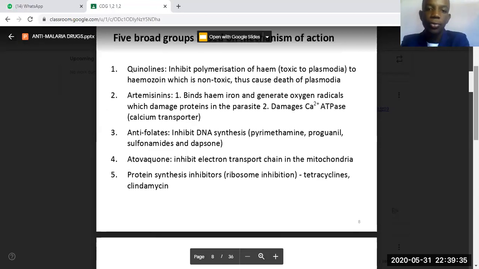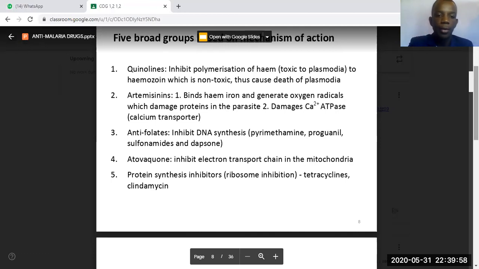Then we have the antifolates. Antifolates inhibit DNA synthesis, okay, meaning the parasite will be unable to replicate. Examples of these ones are pyrimethamine, proguanil, and sulfonamides, as well as dapsone.